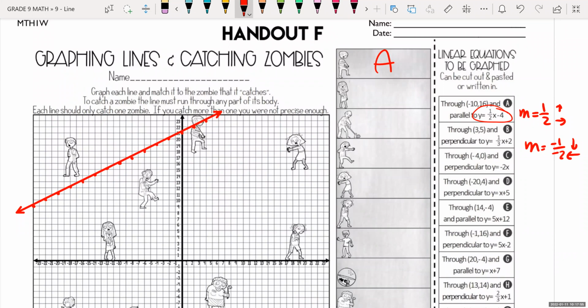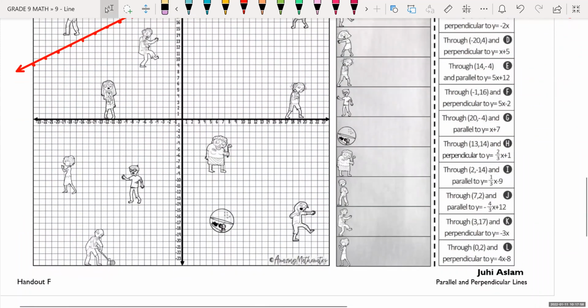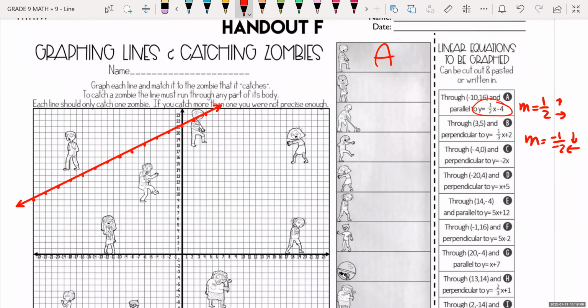Anyways, try this. I think it's a really cool activity and it'll really help you practice multiple things. First of all, figuring out what parallel and perpendicular slopes mean, and also practice drawing a line when you get a point and you get the slope.